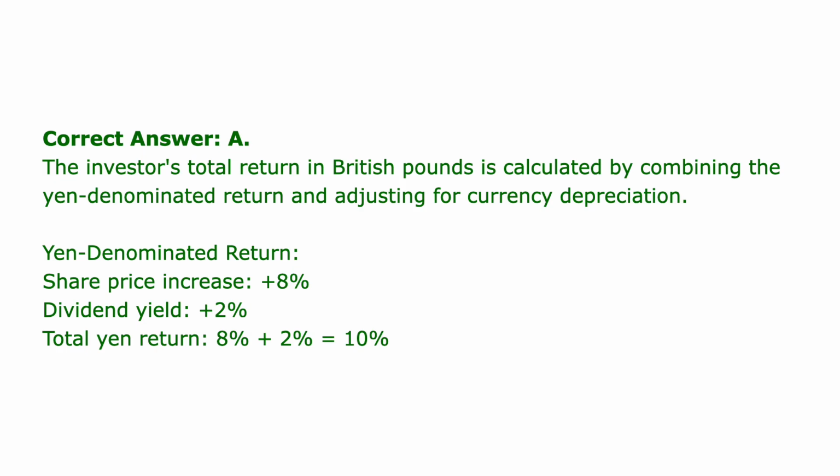Correct answer, A. Total return calculation combines the yen-denominated return and currency depreciation. Yen-denominated return: 10%, from the 8% share price increase plus the 2% dividend yield.